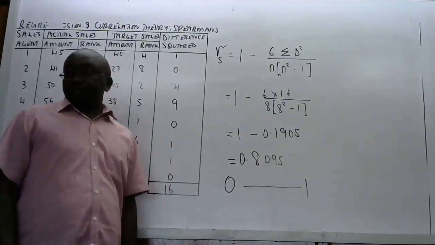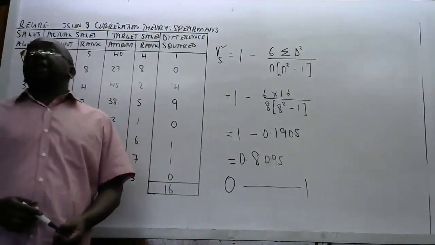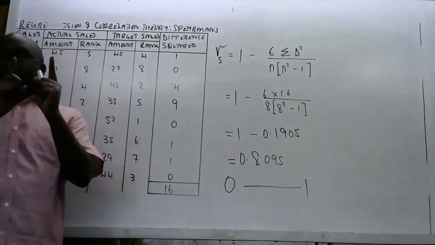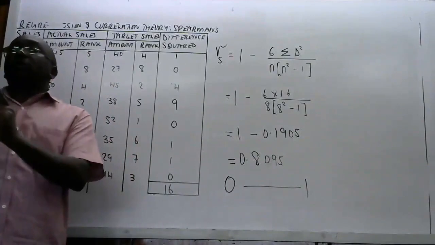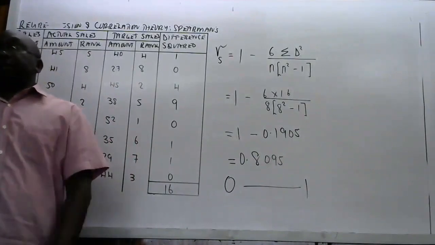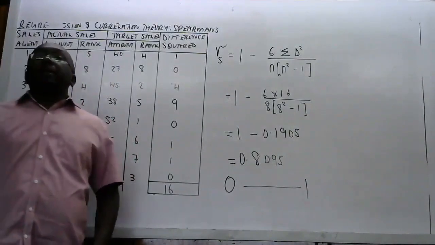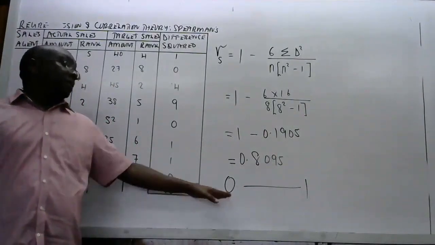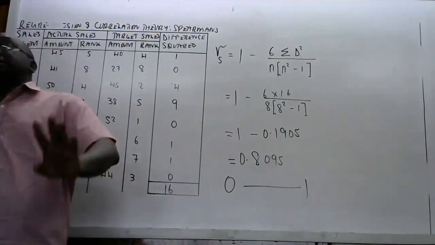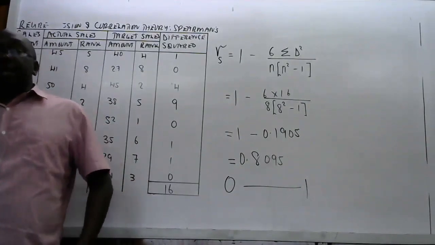Perfect relationship. Perfect means if this one changes 100%, the other one must also change 100%. But 0 means if this one changes, you will not see a change in the other.